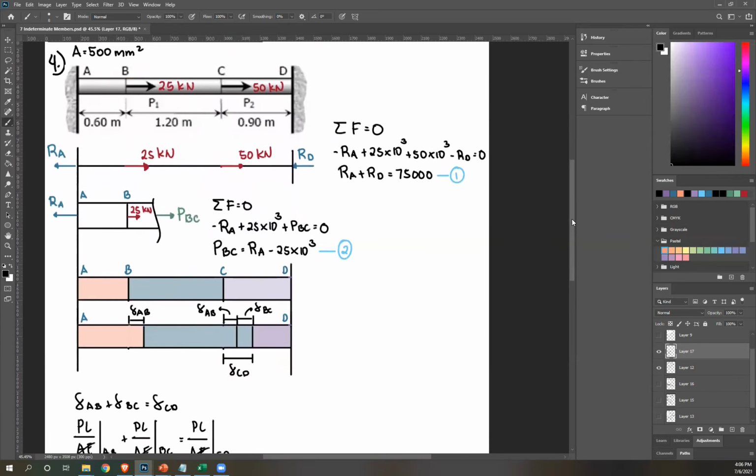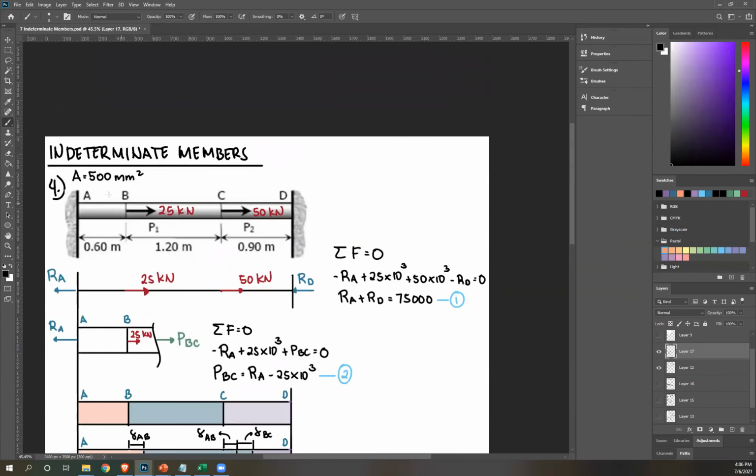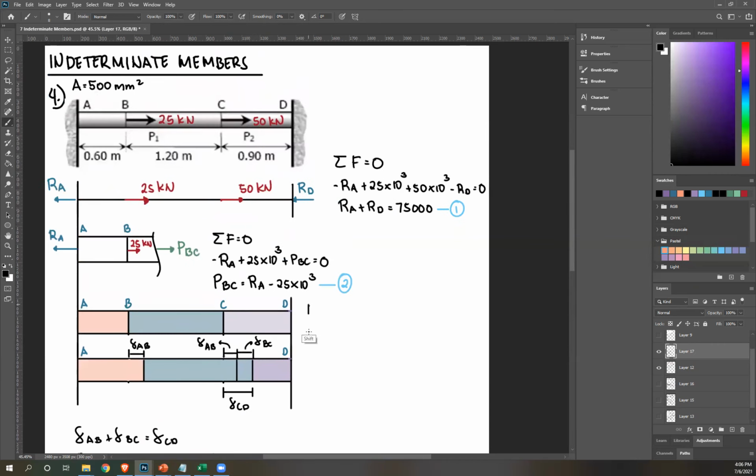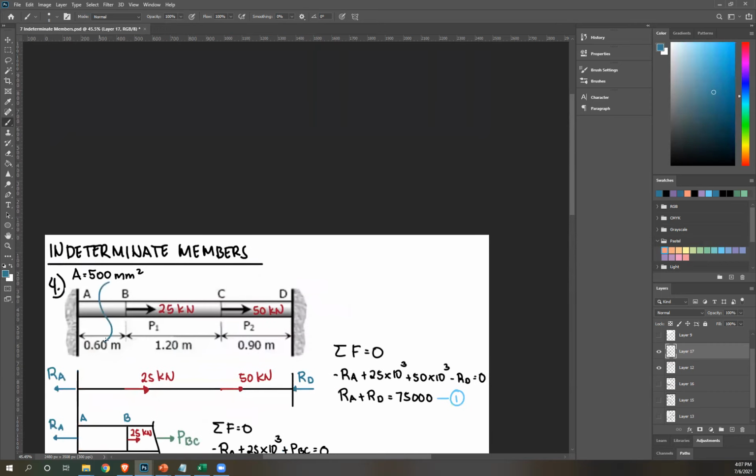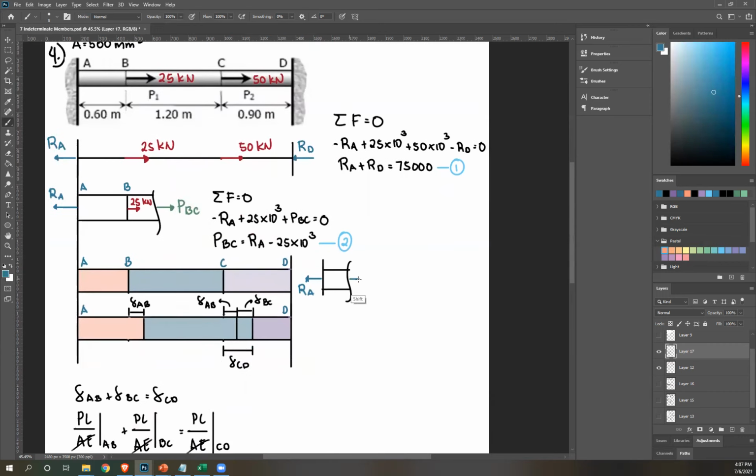But we go back here, right? We got this side and this side. Okay, let's do that. This is RA. Again, this is cutting here. Therefore, this is PAB. Do the same thing on this end. There's RD over here.